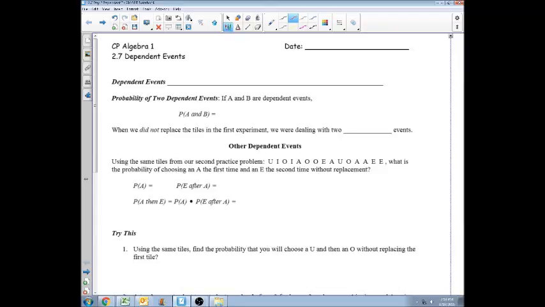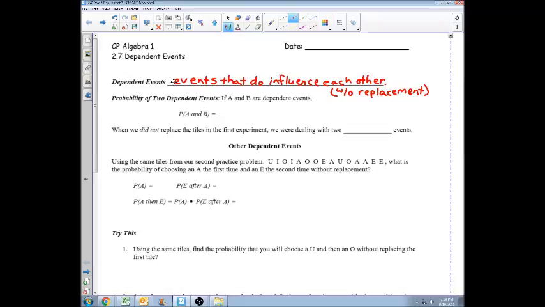Dependent events are the opposite of independent events. So a dependent event is going to be events that do influence each other. If you remember, independent events are events that do not influence one another, and independent events are when we will have replacement. So if dependent events are the opposite of that, they will be without replacement. Okay? Let's get into our formula.